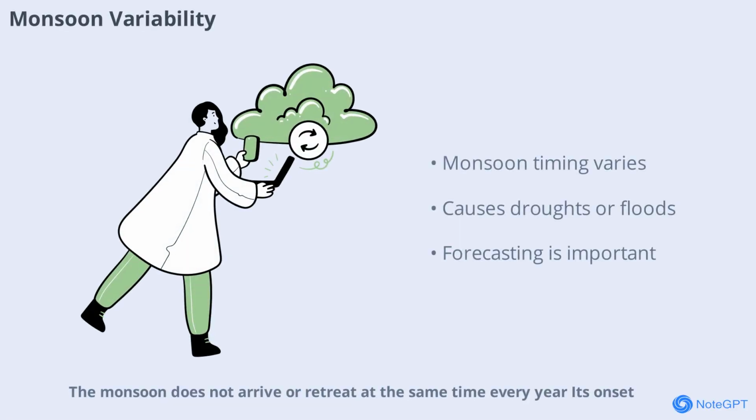Monsoon does not arrive or retreat at the same time every year. Its onset, duration, and intensity can vary due to factors like El Niño, La Niña, and changes in global wind patterns. This variability can lead to droughts in some years and floods in others. Scientists study these patterns to improve weather forecasting and help farmers plan better. Understanding monsoon variability is key to managing water resources and reducing disaster risk.